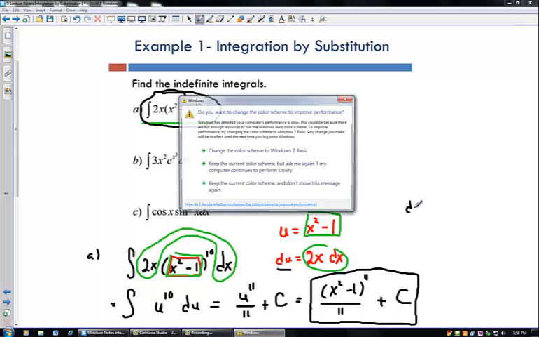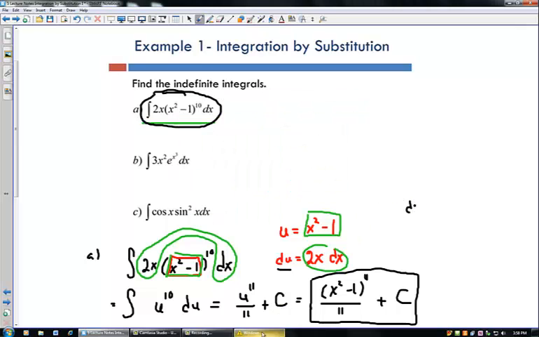Notice you could write this as du divided by dx, so du/dx is just equal to 2x. And what we're doing is we're just moving that dx to the other side, so we're multiplying by it on both sides. That way we can make this nice, easy substitution. It looks just like it. But we make the substitution, and then you get a power function.